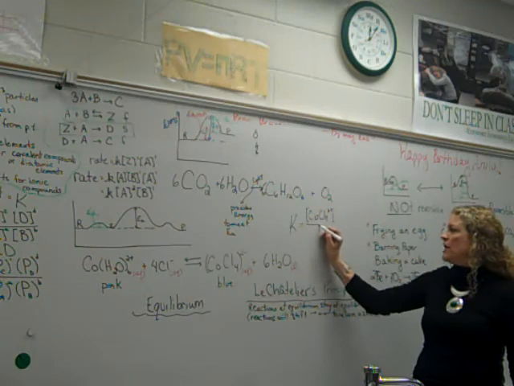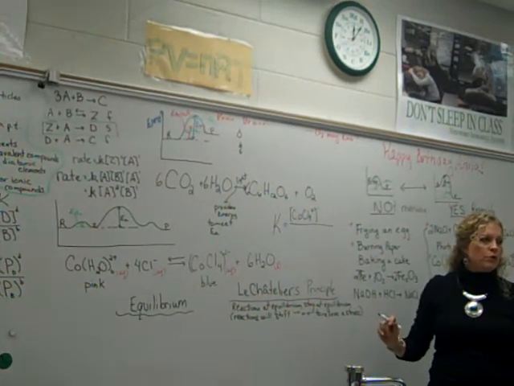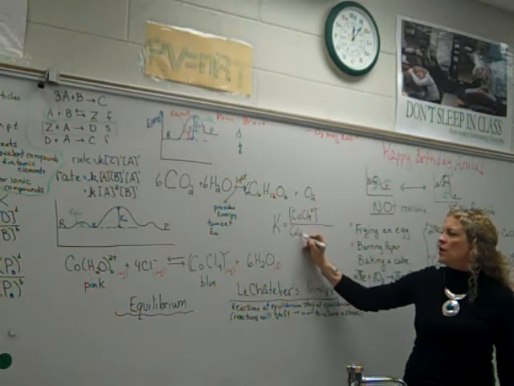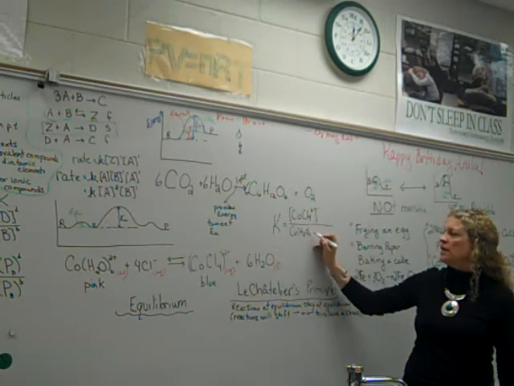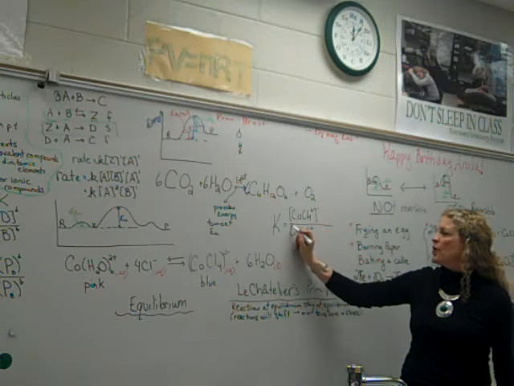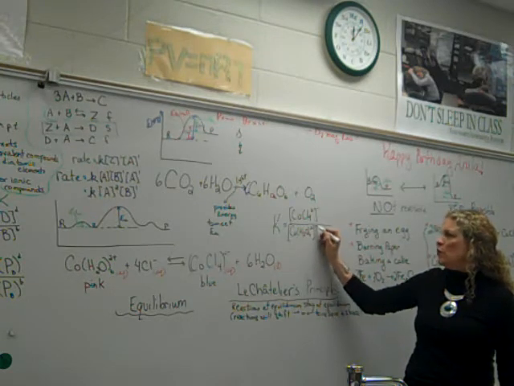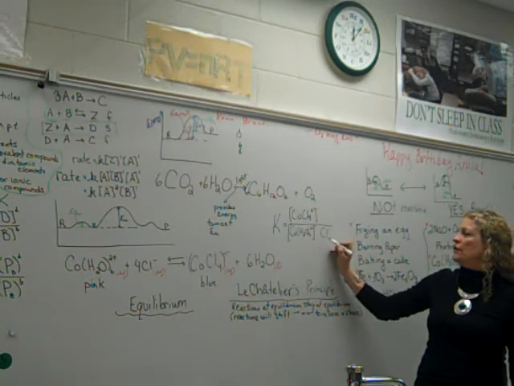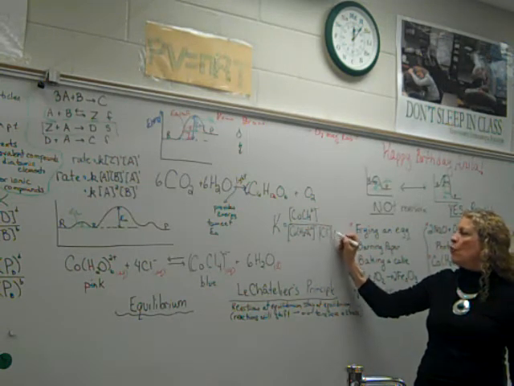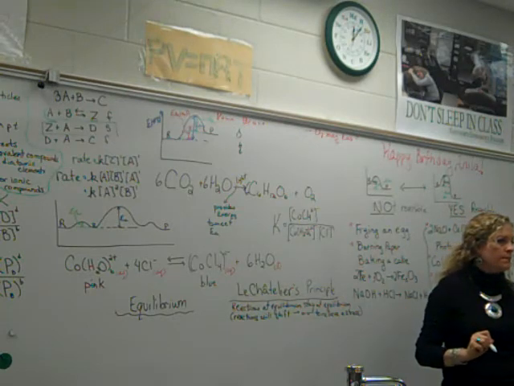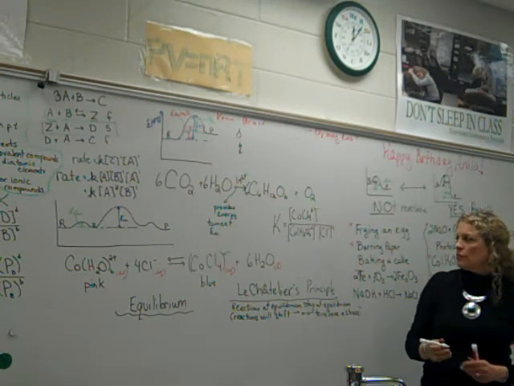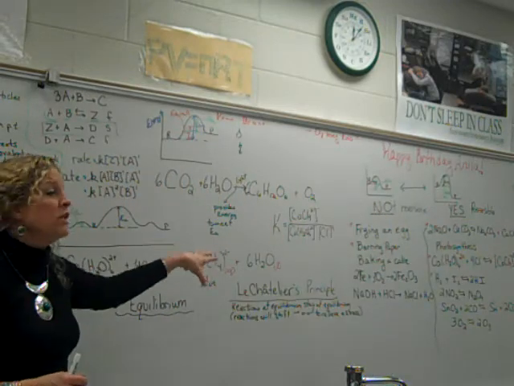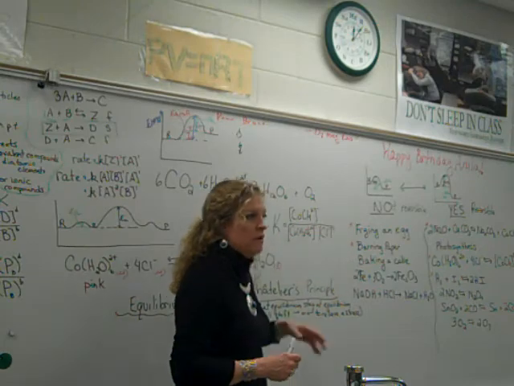Okay? All right, so now we're going to go to the denominator. What are we going to put there? Co(H2O)6 2 positive. We're going to raise that to what power? To a 1. And what else? Cl negative, raised to what power? A 4. Okay? And that is the equilibrium expression.